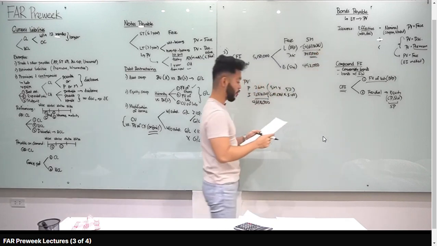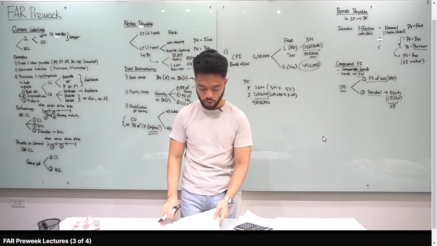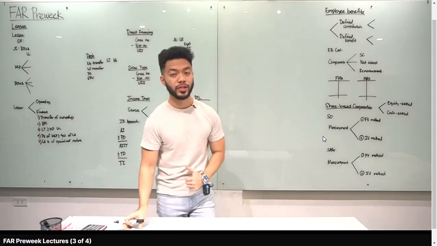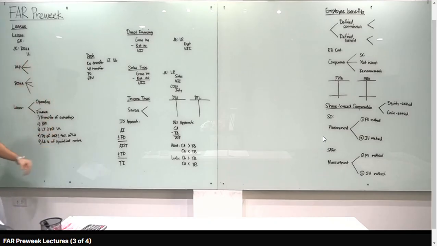Easy. What is the equity component? Yung residual natin, 492,000. Letter C. Okay, so that's for compound financial instrument. Let's continue our discussion. Let's go to leases. I-separate natin yung discussion na lessee and lessor. Okay, so lessee muna tayo.